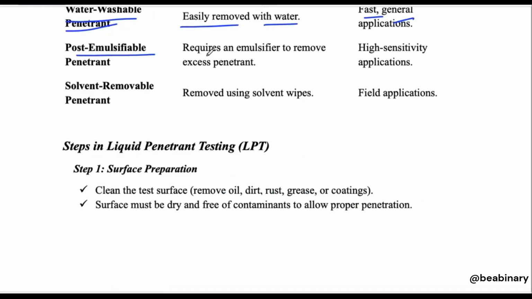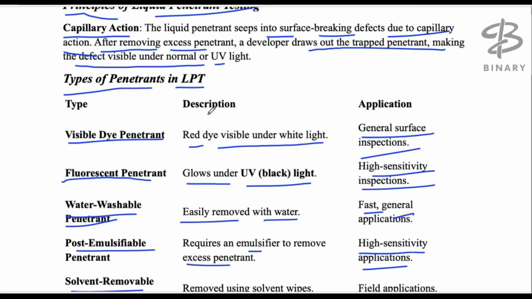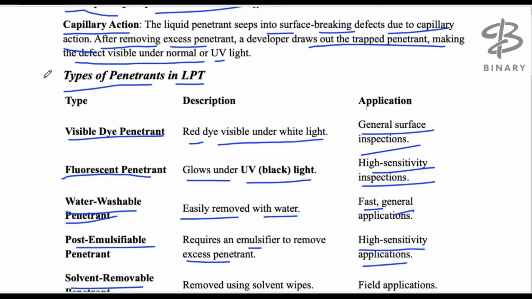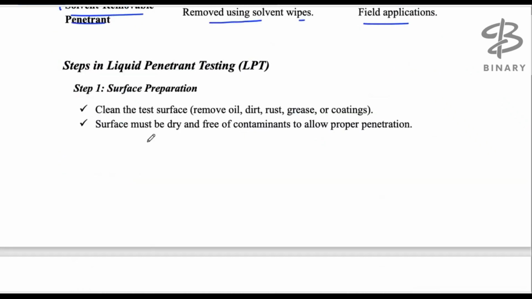The fourth is the post-emulsifiable penetrant. This requires an emulsifier to remove the excess penetrant. The applications are high sensitivity applications. Then solvent-removable penetrants, removed using solvent wipes, for field applications. These are just examples. You can just skip that part, because you can just write the different types of penetrants in LPT, and you can just write all these. That would be sufficient for you.